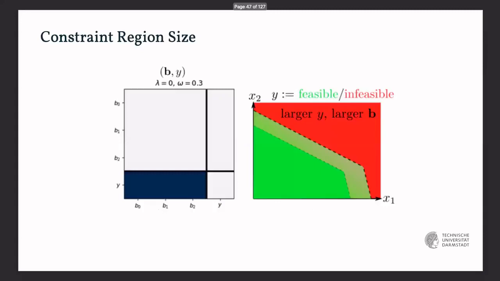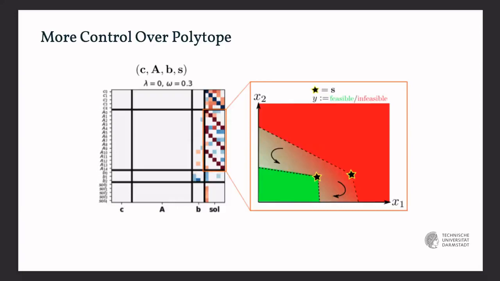Then we explored different scenarios. In this setting, we looked at the b constraint and the label, and we could find out, for example, that the larger the y, the larger the b. So it's intuitively capturing the idea of the constraint region size. More complex, we looked at the general LP: all the costs, the A matrix, the b vector, and the solution. You can see even in the heat map, in this adjacency, that you already have this awesome structure. What it means is that you have all these factors encoding both where the optimal solution will lie, but also what the polytope looks like.